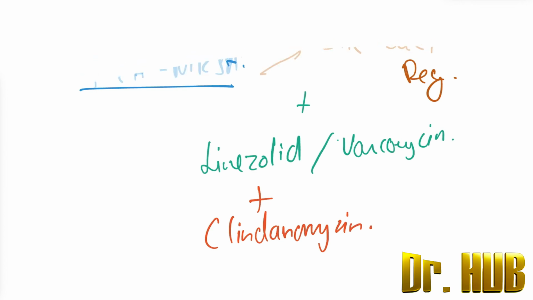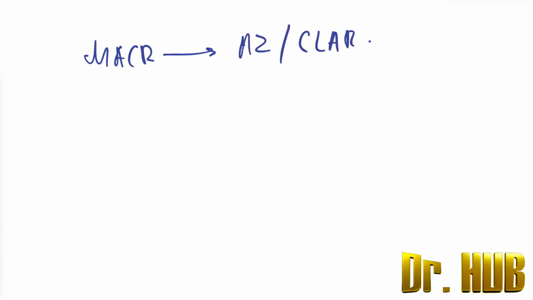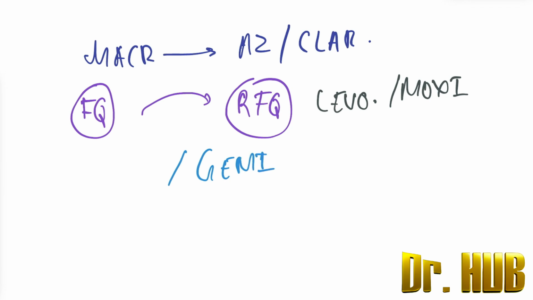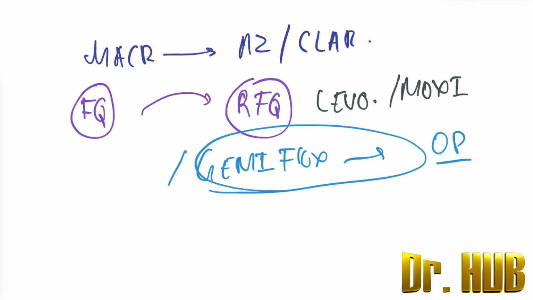Now let's look at the other things we need to know. Macrolides include azithromycin as well as clarithromycin. Next are the fluoroquinolones. There are the respiratory fluoroquinolones, which include levofloxacin as well as moxifloxacin. Next there is gemifloxacin, which is used only in outpatients.